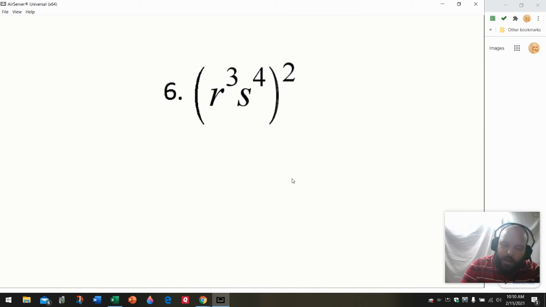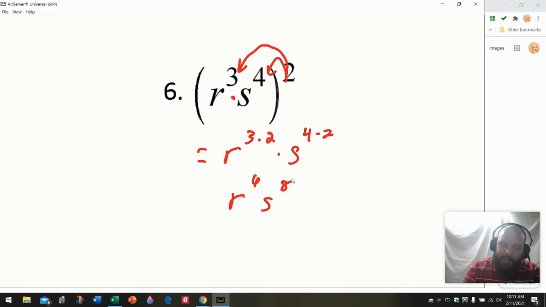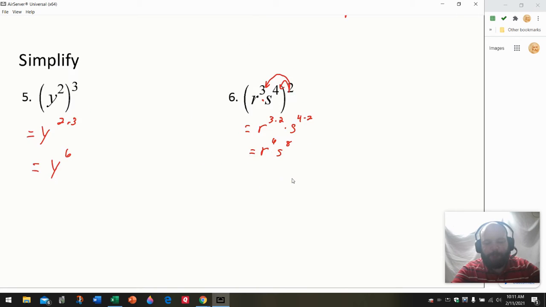This 2 is going to go ahead and multiply the 3 and the 4. Now it can do that because the r and the s are separated by multiplication. I cannot stress that enough. You can only do this property when the expression has multiplication inside the parentheses, or division, not addition or subtraction. Really, really important. So what this becomes is r to the 3 times 2 and then s to the 4 times 2, like that. So this becomes r to the 6th, s to the 8th power. And that's what we end up with. So there you go. Not too difficult.